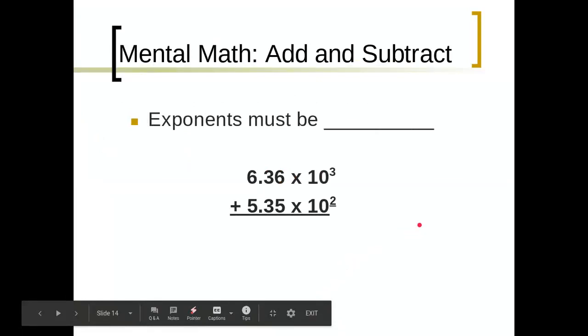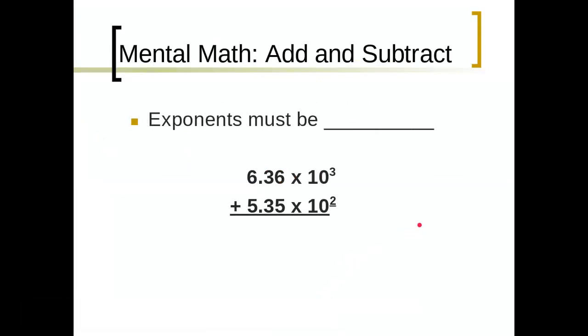Last two things. Mental math. Okay, if you just added these two numbers up, right, you get 11.71 times 10 to the what, right? And so the idea here is, if you're going to add and subtract mentally, you need to have or make sure that the exponents are the same. So you can change either one of these. It doesn't really matter, okay?